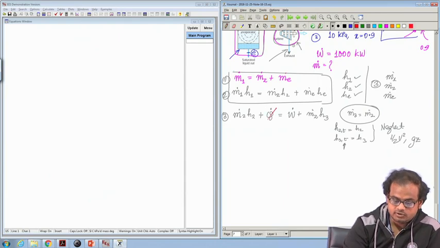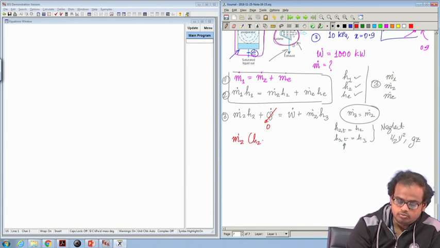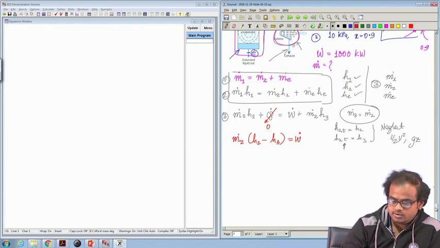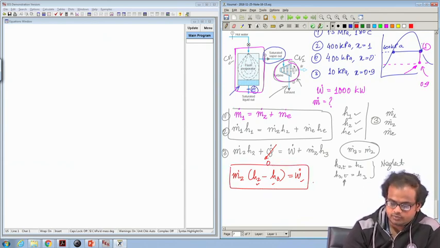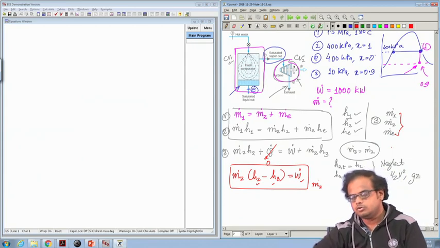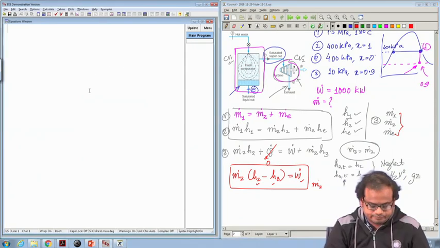So this term goes away and W dot remains. So m dot 2 times (H2 minus H3) is equal to W dot, and in this particular equation W dot is known, H2 and H3 are also known, and so in this equation the only unknown is m dot 2. So thus we have three equations and three unknowns, and we should be able to find the solution. Let's go to our computer and solve.